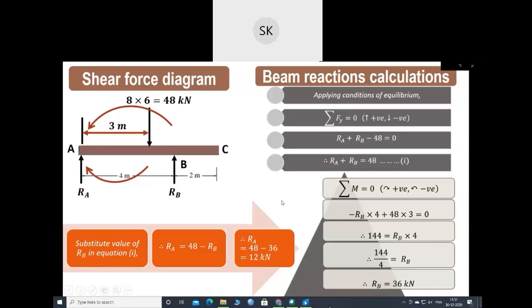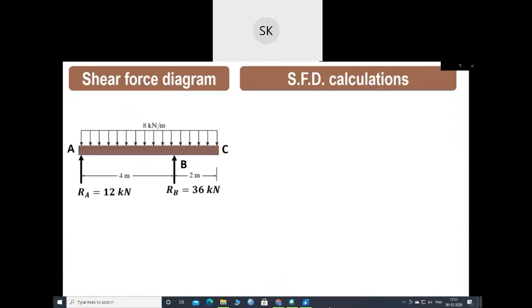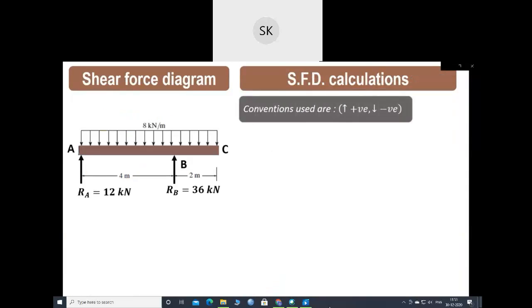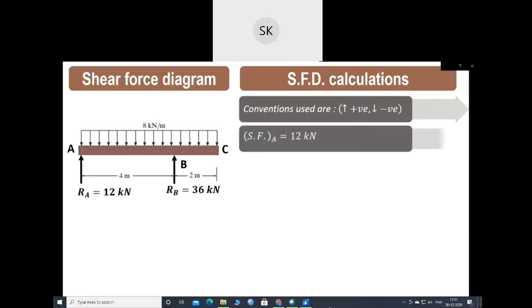Now we have to make the calculations for shear force. So, shear force diagram calculations. The conventions which we have used are upward forces are positive and downward forces are negative. Now shear force at A. At A there is a reaction RA which is acting in the upward direction. So shear force at A is 12 kilonewton because it is acting in the upward direction.